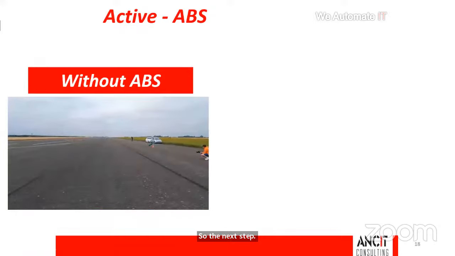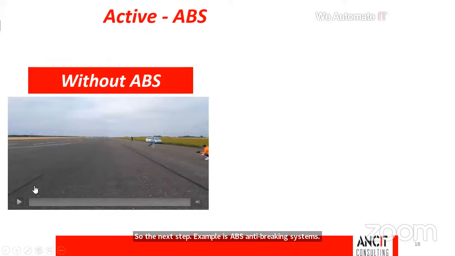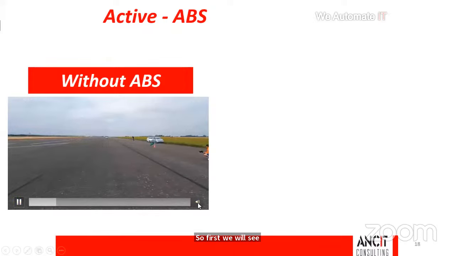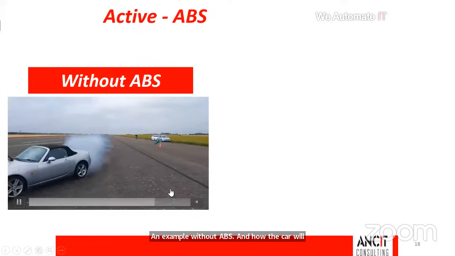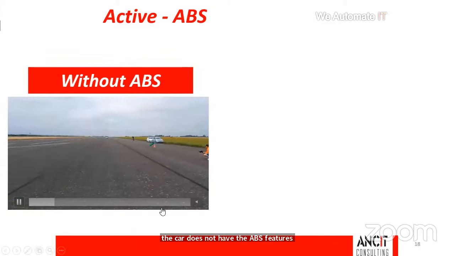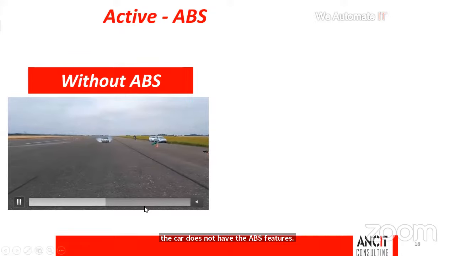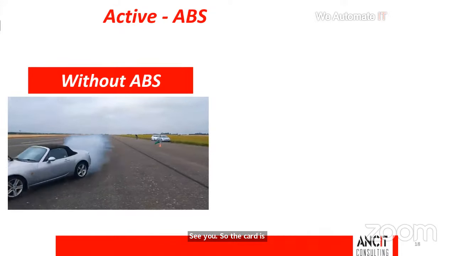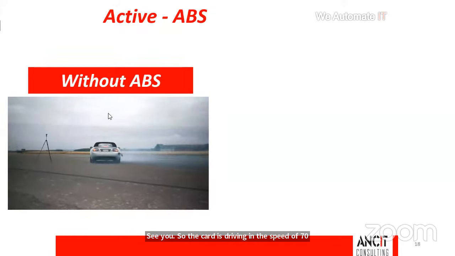So the next example is ABS, anti-lock braking systems. First we will see an example without ABS and how the car will react when it does not have the ABS feature. See here, the car is driving at a speed of 70 kilometers per hour. Once the driver applies the brake, it loses its control.